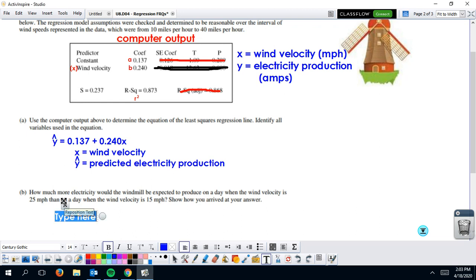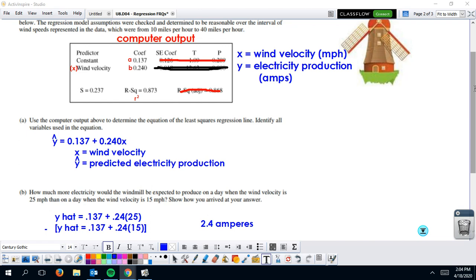So I'm just going to show you how I would do it. I'm going to say y hat equals 0.137 plus 0.24 times 25. And then we'll do it again: 0.137 plus 0.24 times 15. And then we'll subtract whatever those two answers are and get 2.4. And you have to write the units to get it correct. I remember that from when I've done this question before. So I'm going to do a minus right here and put this in parentheses or brackets. All right, so that is how you get 2.4.